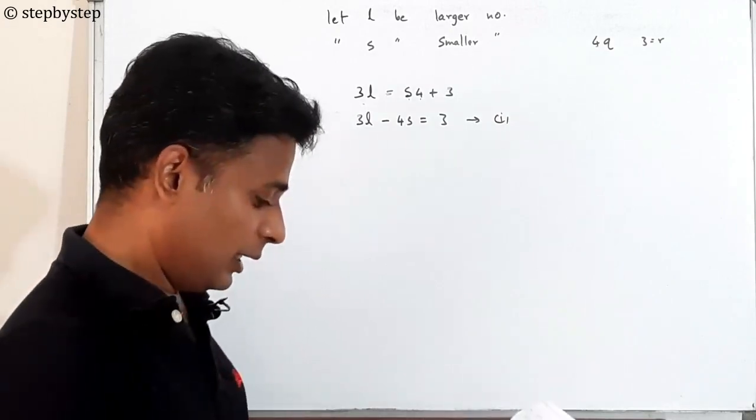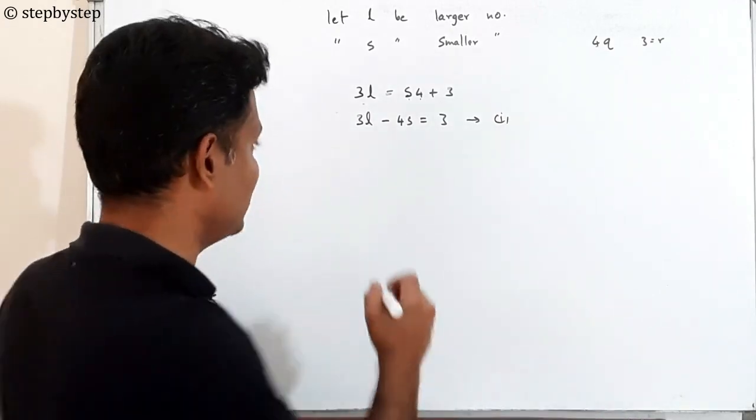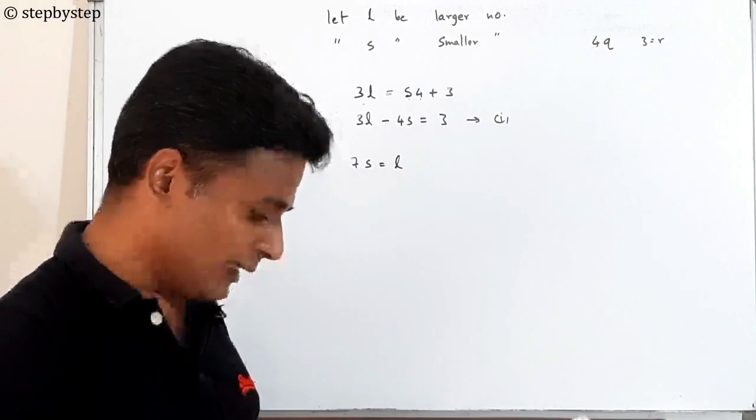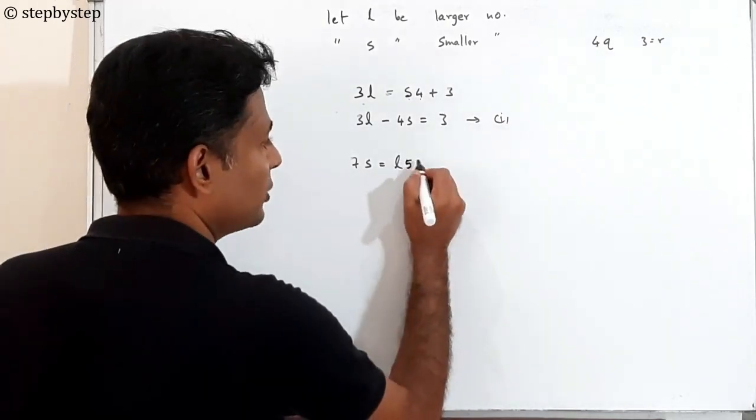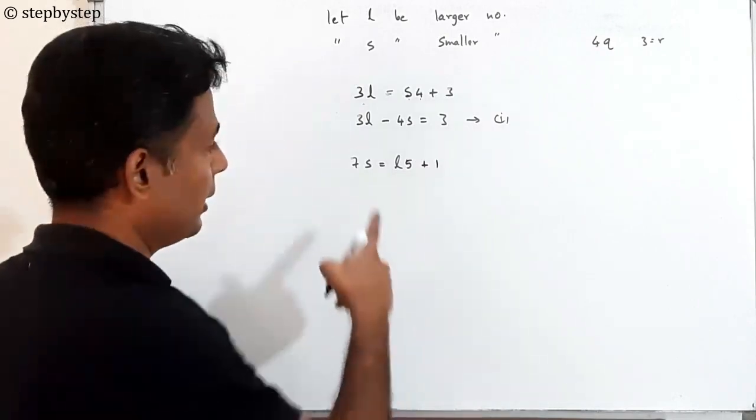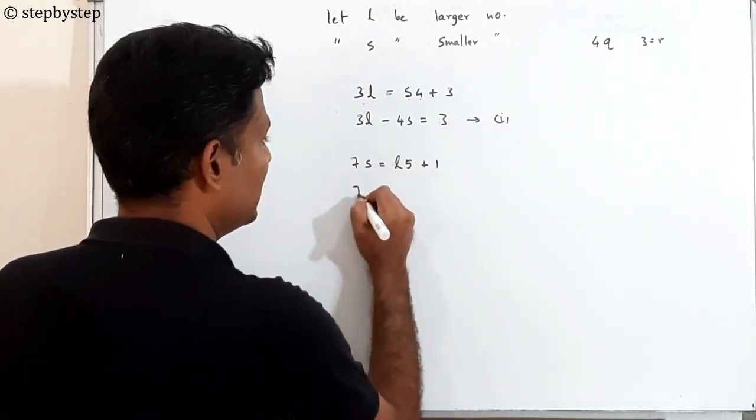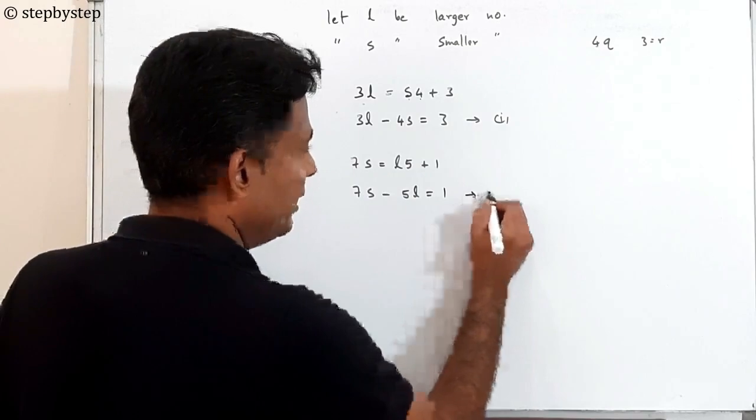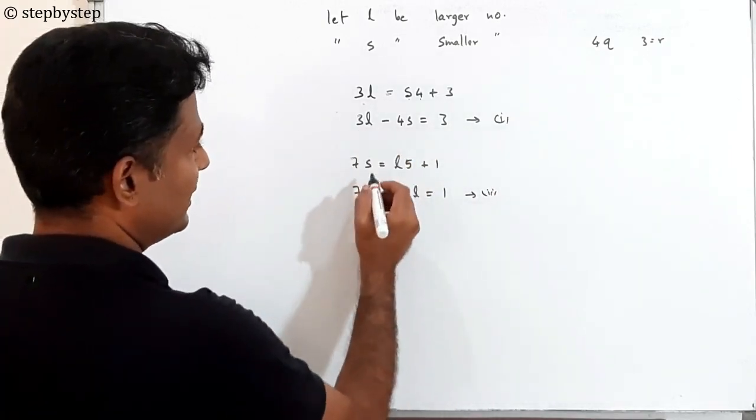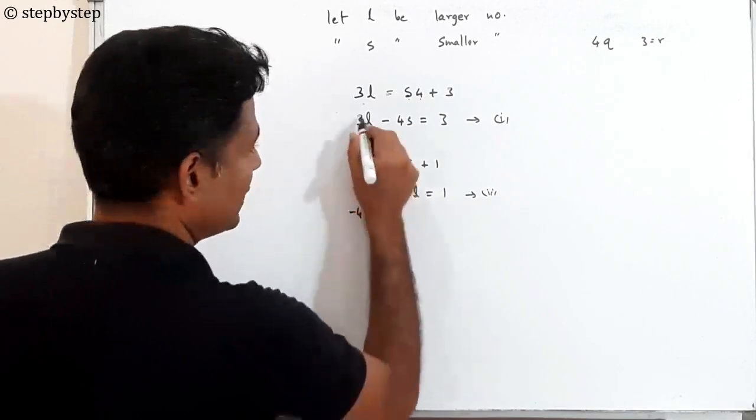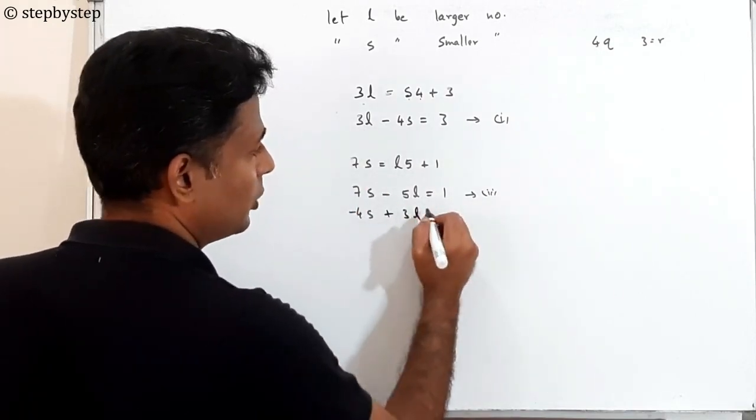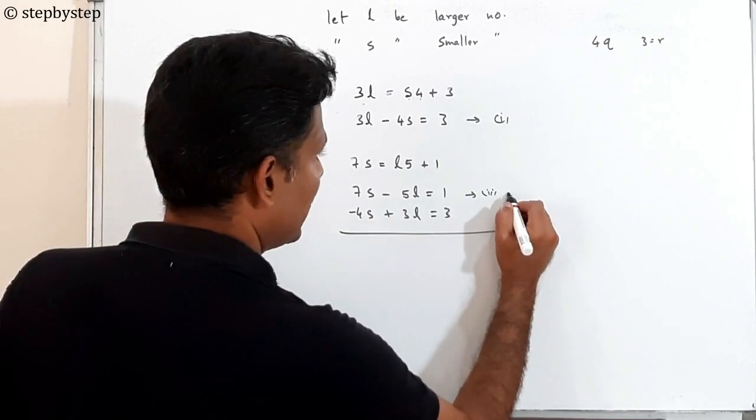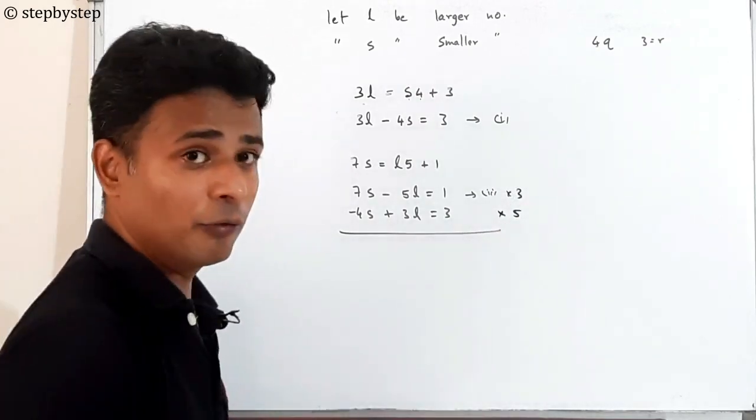Now second equation, if 7 times the smaller number is divided by the larger one, we get 5 as quotient and 1 as remainder. A equal to BQ plus R. When I transpose this side, it becomes 7S minus 5L equal to 1. This is our second equation. Now from 1 and 2, I'll write it in order. It becomes minus 4S plus 3L, I'll write like terms together, equal to 3. Now in this I'll make L common. So here I have to multiply by 3, here I have to multiply by 5 to make L same.